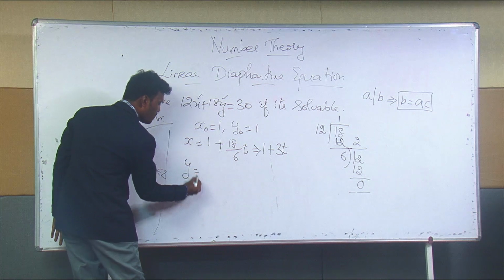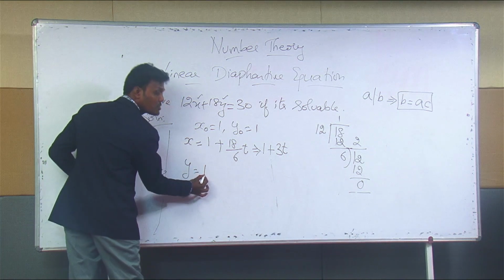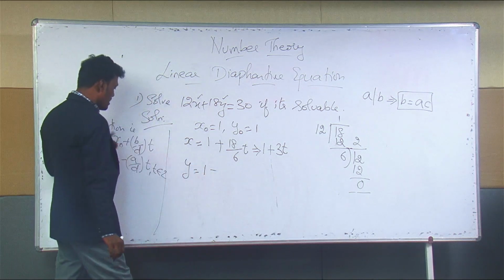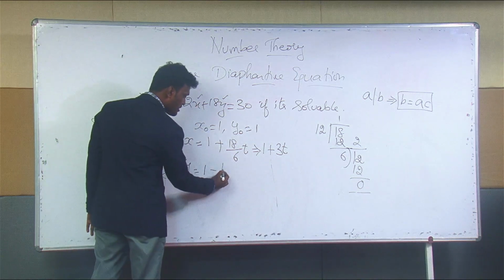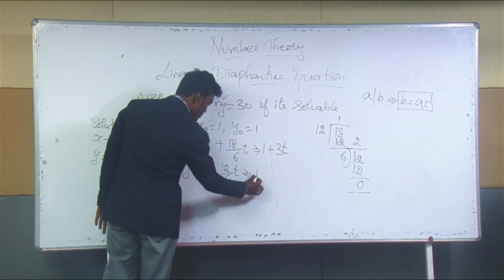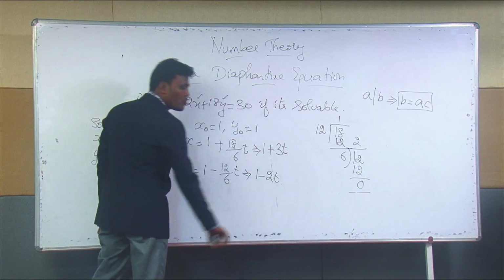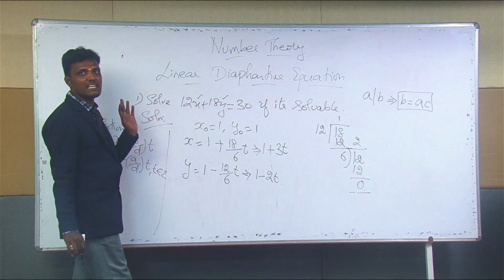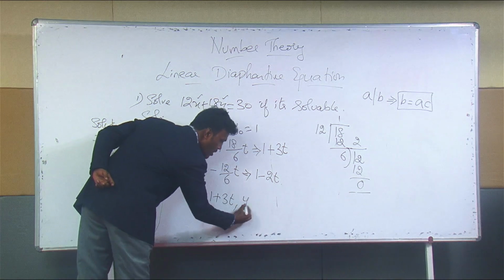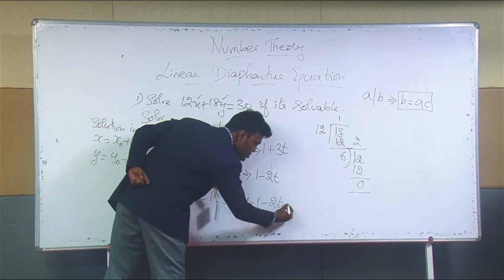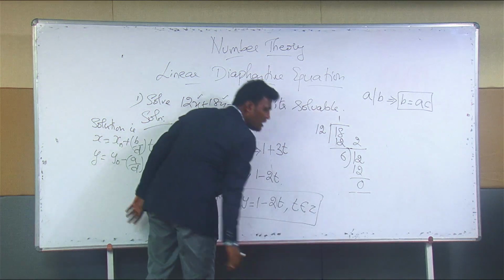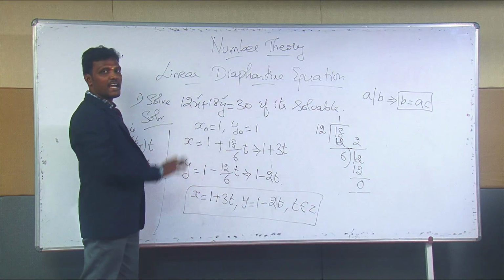And similarly, what about the y value? The y naught value is also 1, because we are taking the trial solution y naught as 1, minus a. a is the corresponding x coefficient 12, by the GCD d, 6, into t. This is nothing but 1 minus 2t. So the final solution of this linear Diophantine equation is x equal to 1 plus 3t, y equal to 1 minus 2t, where t belongs to Z.